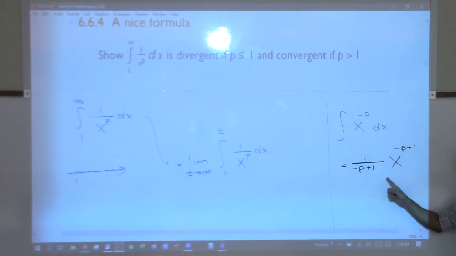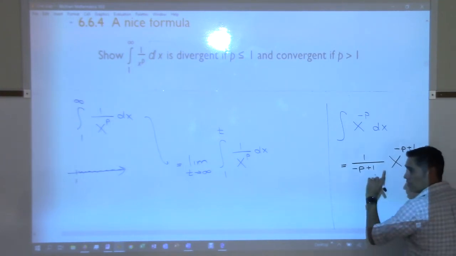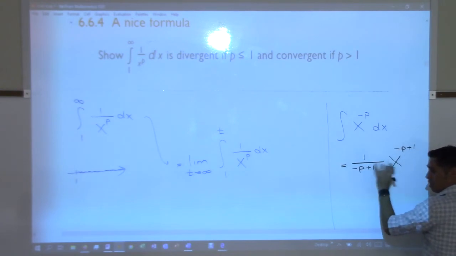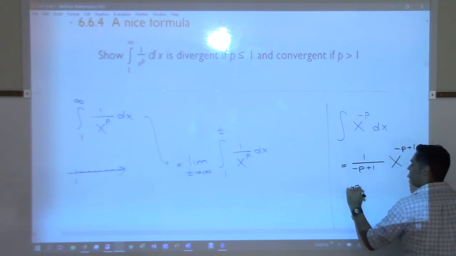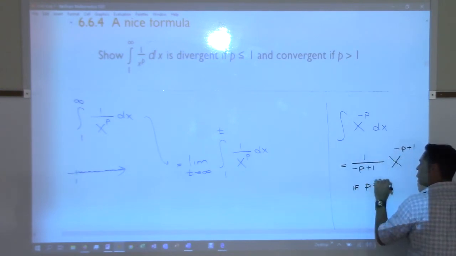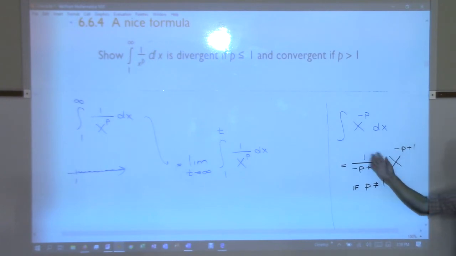Is this always valid? There is a value of p where this doesn't work. If p is 1, right? So please recall that we're going to have to come back and think about what if p is 1. So this is true if p is not equal to 1. That way we don't get division by 0.